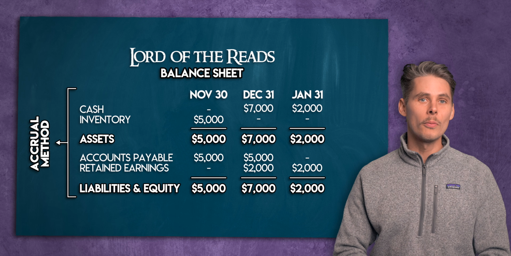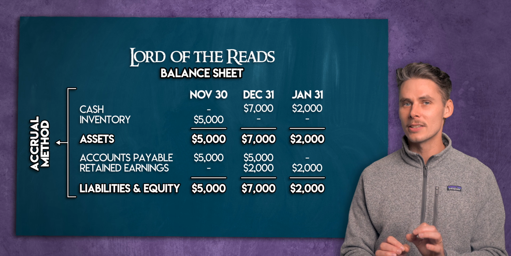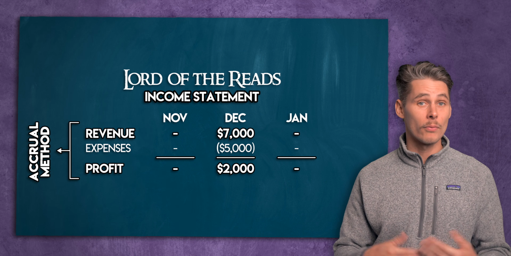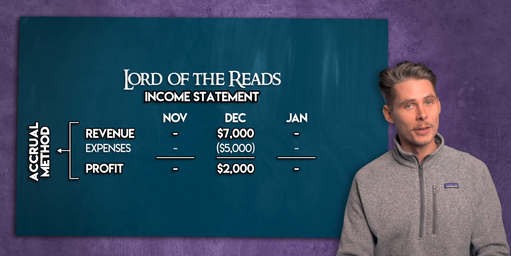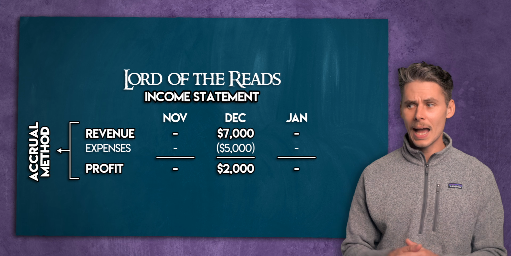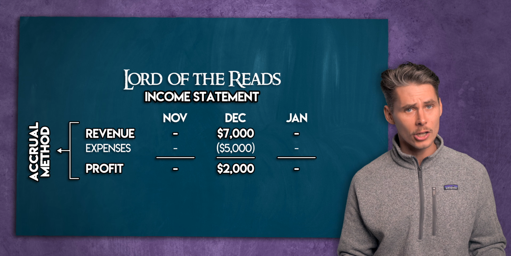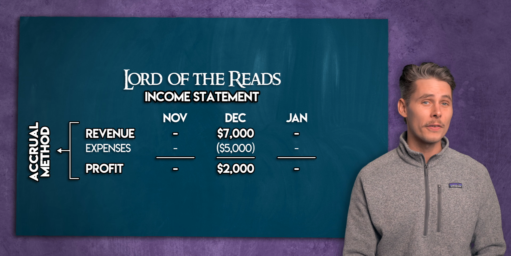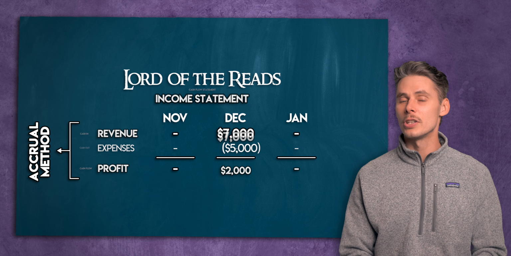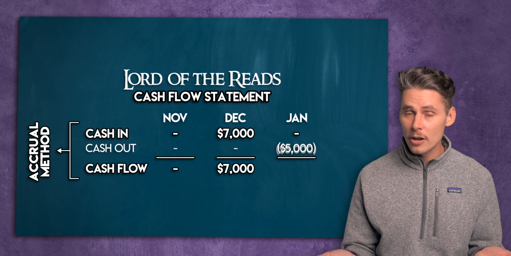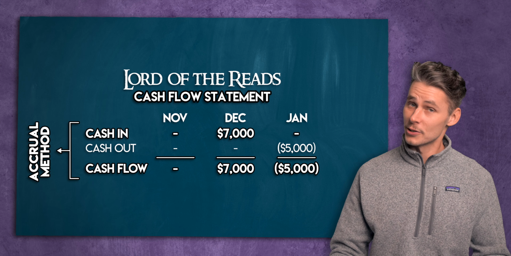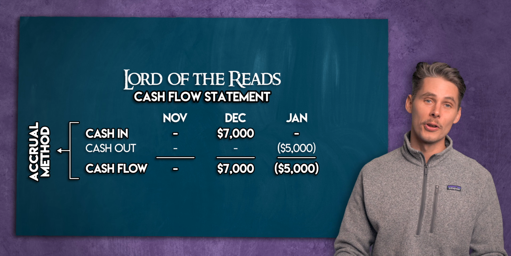So we can use the accrual method to get a snapshot of assets, liabilities, and equity on the balance sheet. And it lets us check revenue, expenses, and profit on the income statement. But as you can see, there's a bit more work involved, and we've lost track of what's going on with cash. Remember, cash flow and profit are not the same thing. So under accrual accounting, cash flow needs to be tracked separately on a third financial statement called the cash flow statement, which, as it turns out, is a whole other topic.